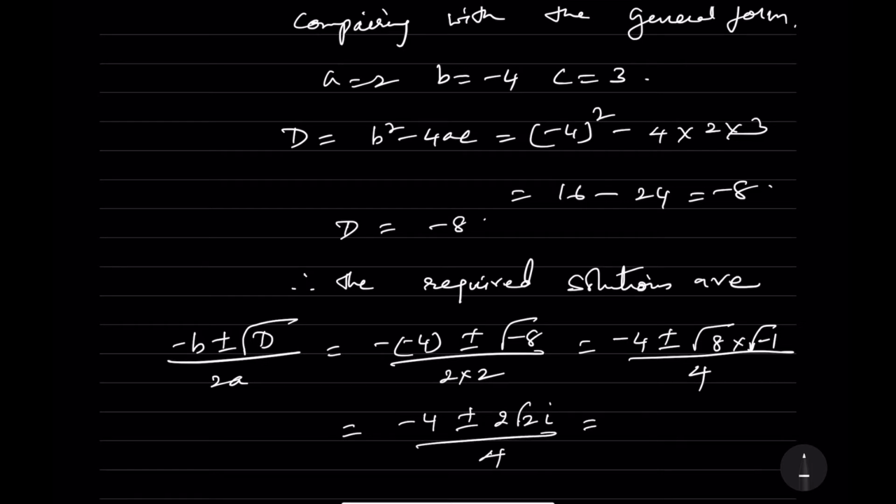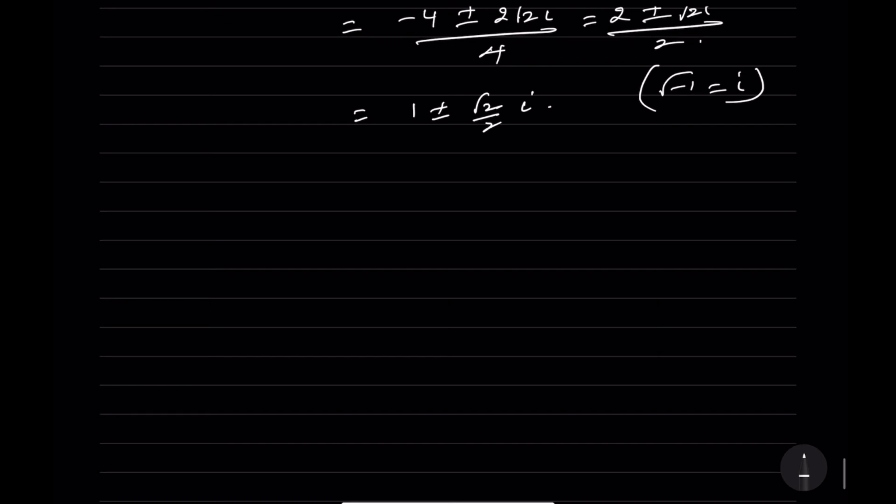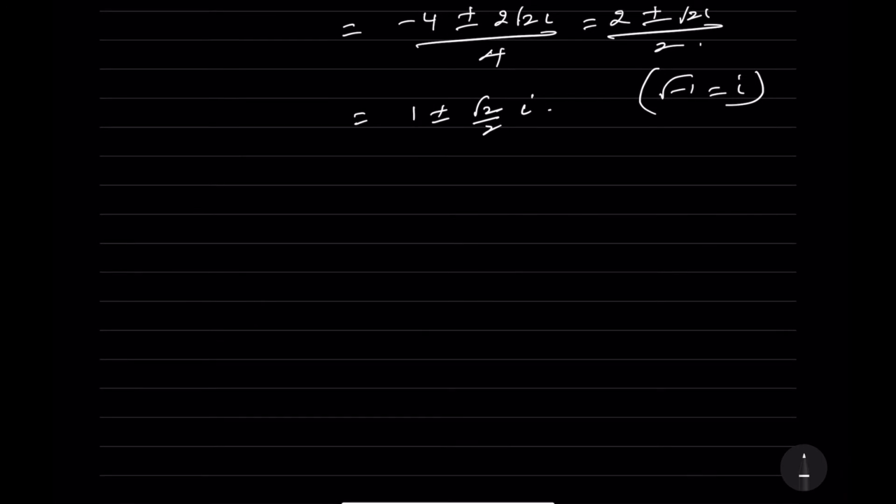So you can take out 2 common in the numerator and denominator. So you will get 2 plus or minus root 2 i by 2. This is the answer which we are getting. Or you can also write this as 1 plus or minus root 2 by 2 i. This is also one of the answers. Here you have root of minus 1 is equal to i. Now going into the next, the 8th one, solution for this.